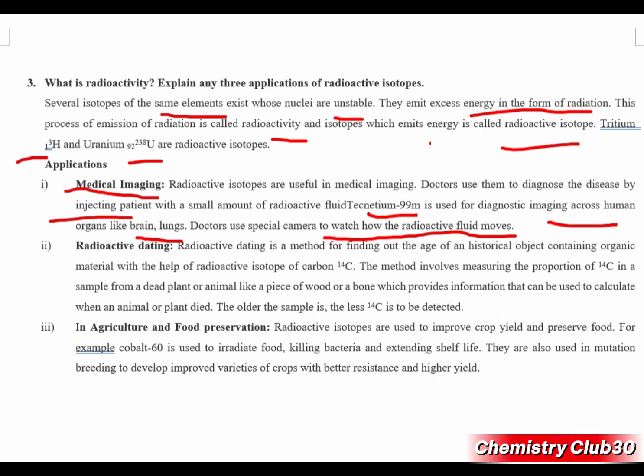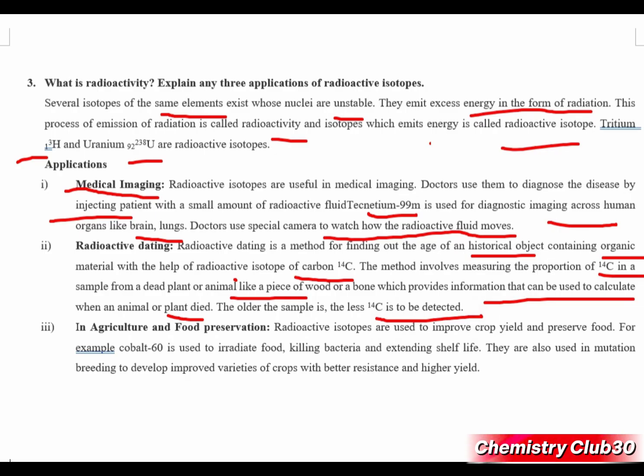Second application is radioactive dating. Radioactive dating is a method for finding out the age of a historical object containing organic material. So only material containing organic compounds can be detected by using radioactive dating with the help of radioactive isotope of carbon-14. The method involves measuring the proportion of carbon-14 in the sample from a dead plant or animal, like a piece of wood or bone, which provides information that can be used to calculate when the animal and plant died. The older the sample, the less carbon-14 will be detected.